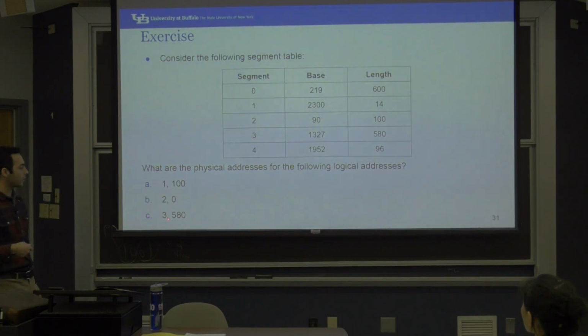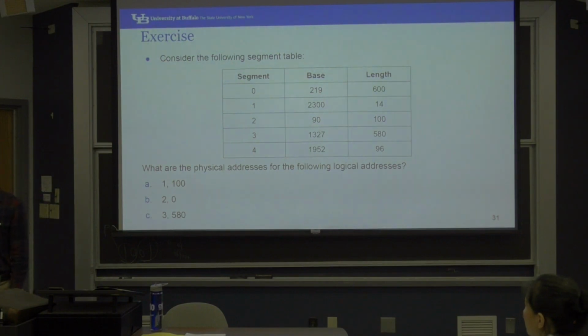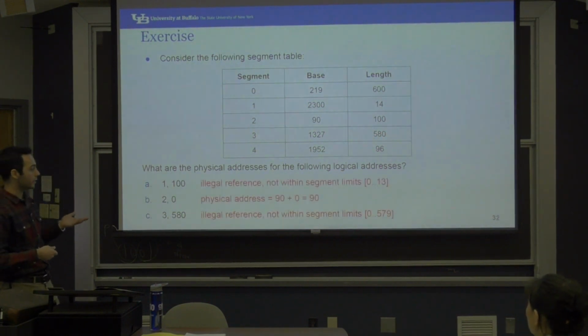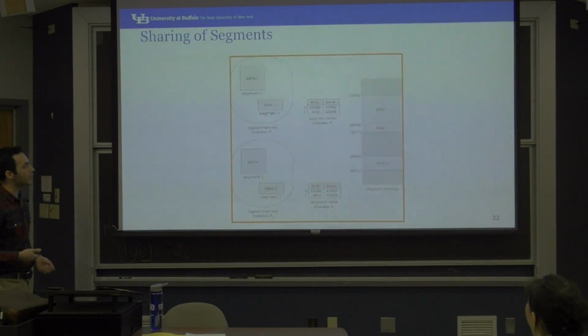How about segment number 3, byte number 580? Where is that? No one? Okay. Yes. It's not able to access. Why? Yep. You've already written code in C. The bytes start at 0. So its size is 580, but it cannot access byte number 580. It can only access from 0 to 579. All right. So this is a couple of examples.